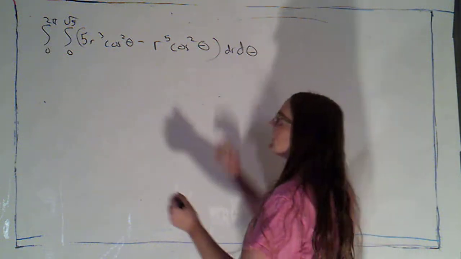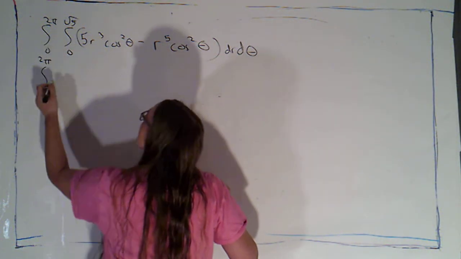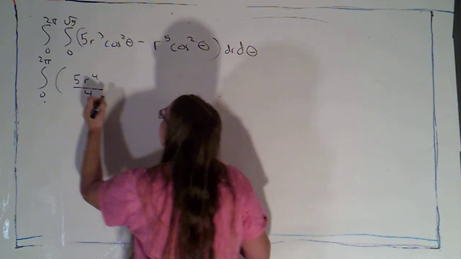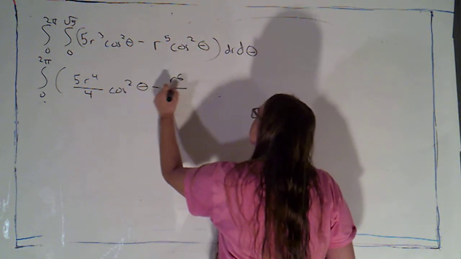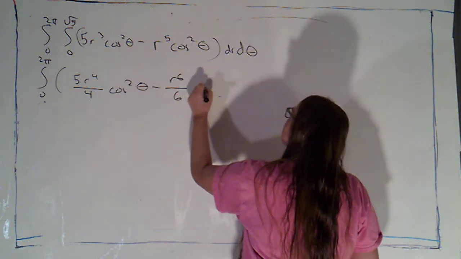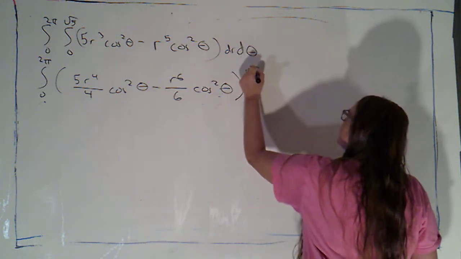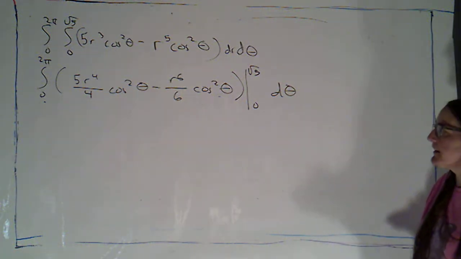Okay, so taking an antiderivative with respect to r, integral from 0 to 2 pi, I'm going to get 5r to the 4th over 4 times cosine squared theta minus r to the 6th over 6 times cosine squared theta. That's evaluated between 0 and root 5, and then we have to integrate with respect to theta.